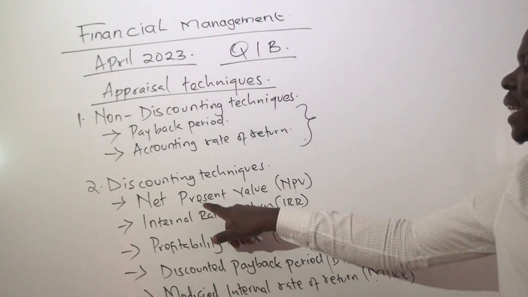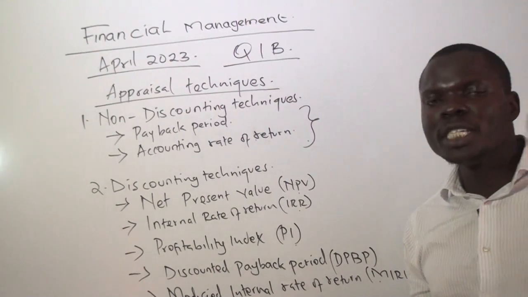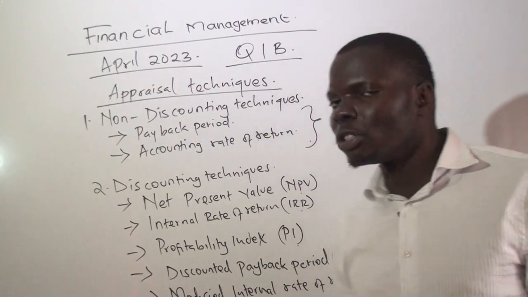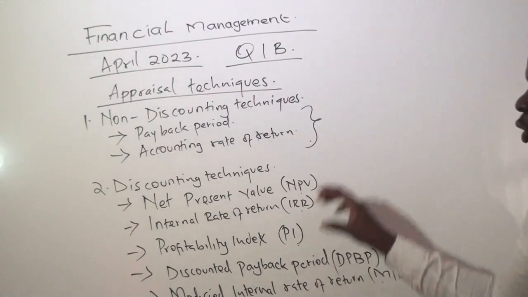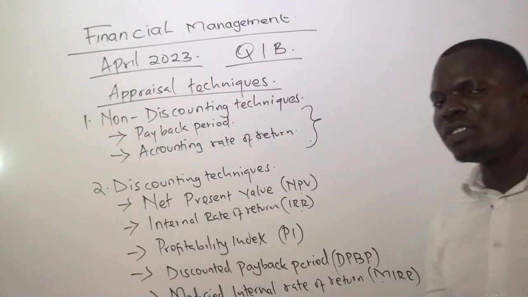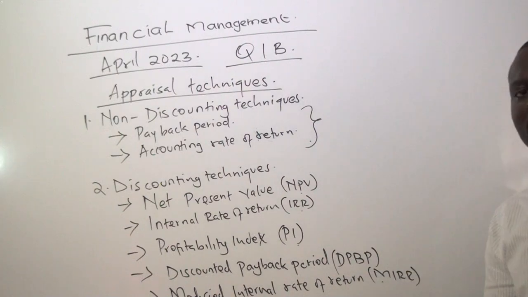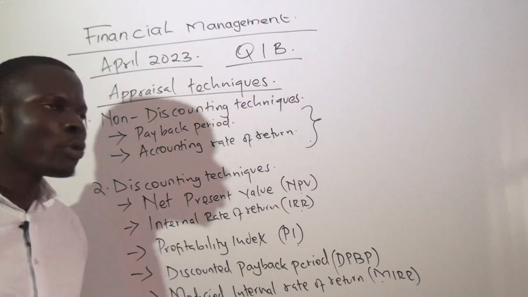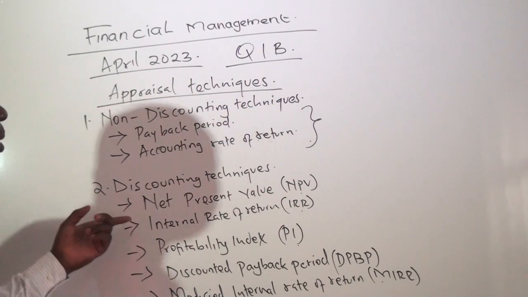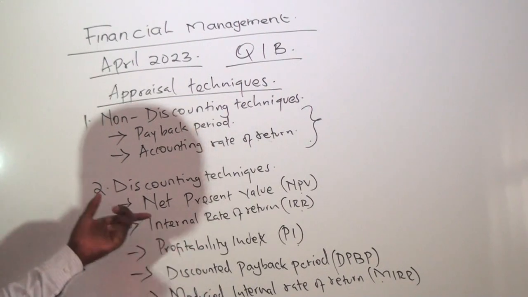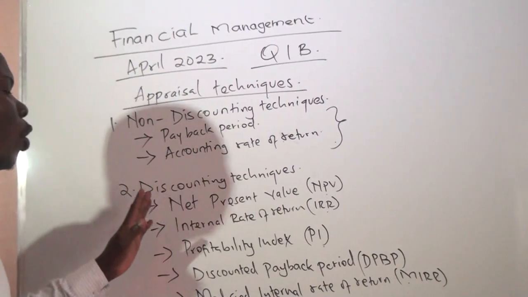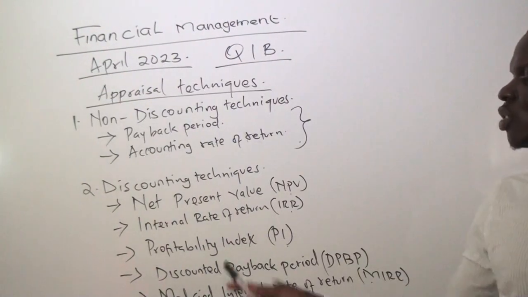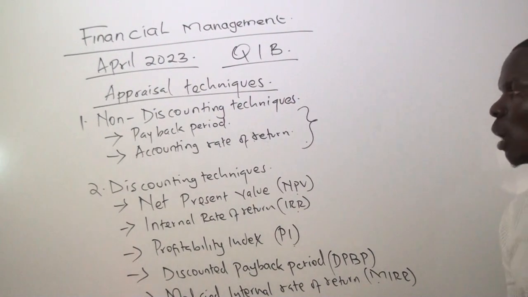For instance, under the net present value, it will always consider the total useful life of the project. That is the first one. It will also consider the true profitability of a project. And as we said, true profitability of a project is always determined by discounting the cash flows. So the discounting techniques will always discount cash flows at any given point of time, and that is why they are considered as discounting techniques.